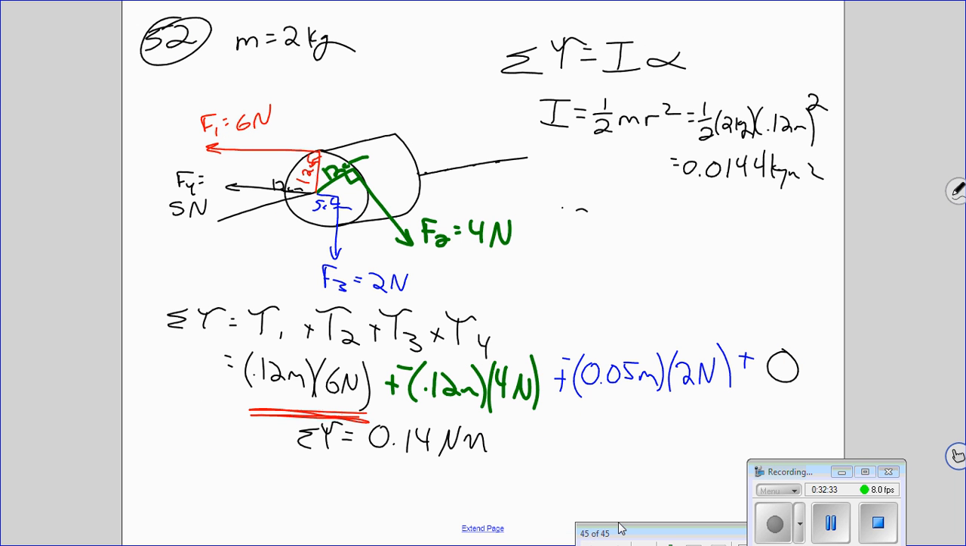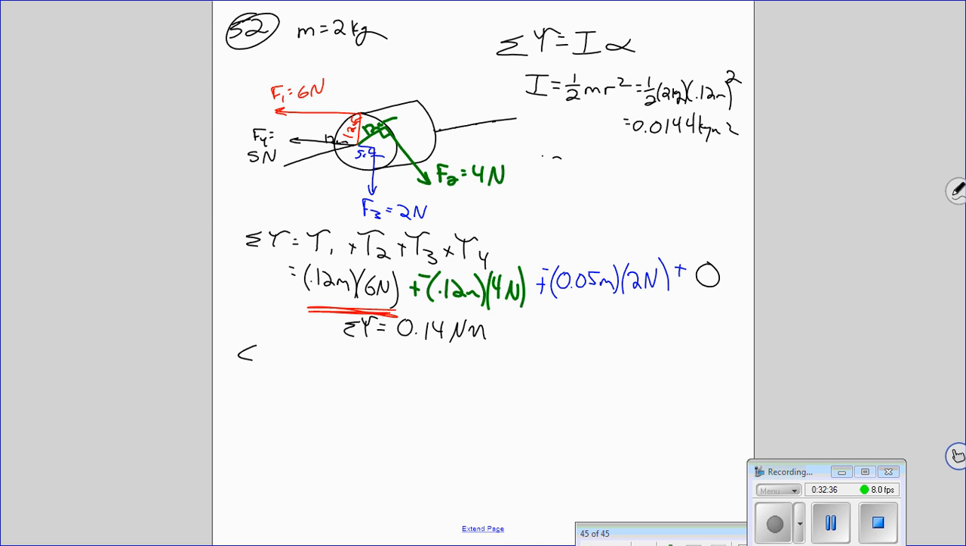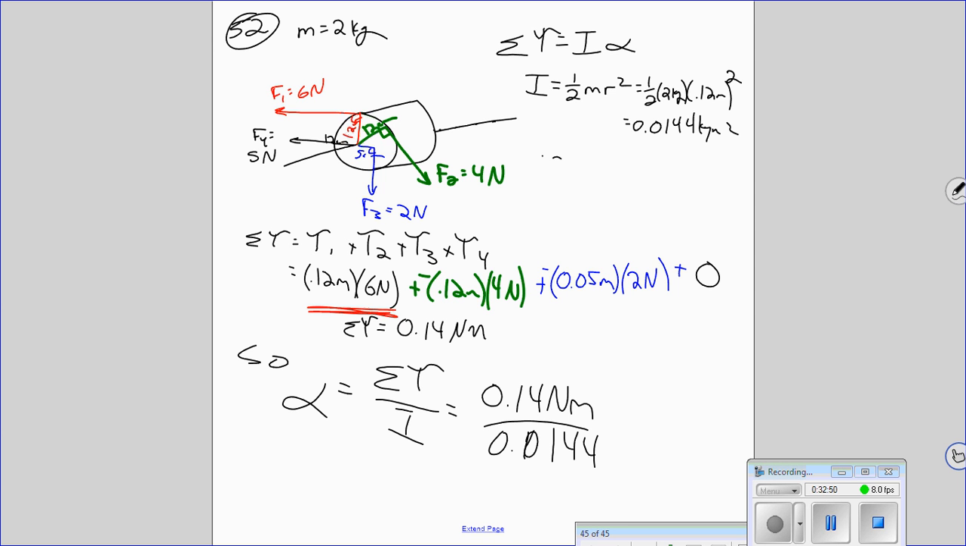Oh, so close to getting it on the board. So alpha is net torque over I, so 0.14 Newton meters over 0.144 kilogram meters squared. That gives you whatever it is, 10 point something or 9 point something. I guess 9 point something, right? What is it? Radians per second squared.